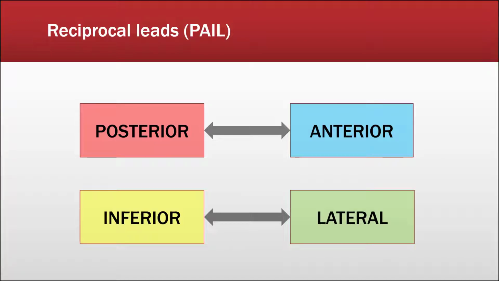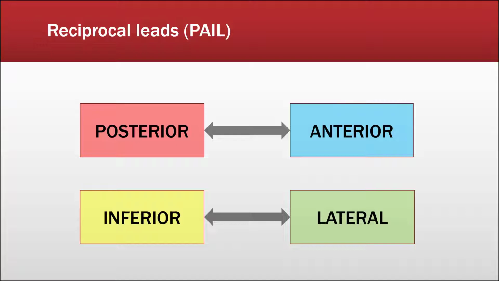Now for this we can use the mnemonic PALE. So the opposing sides, those that are anatomically opposite each other, are firstly the posterior and the anterior surfaces. So they would be said to be reciprocal to each other. The others are the inferior and the lateral surfaces.